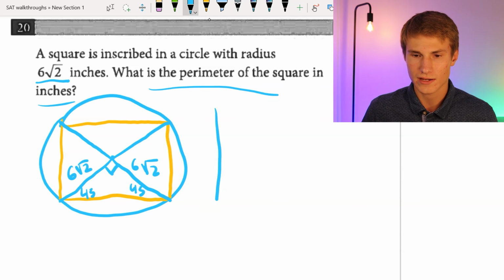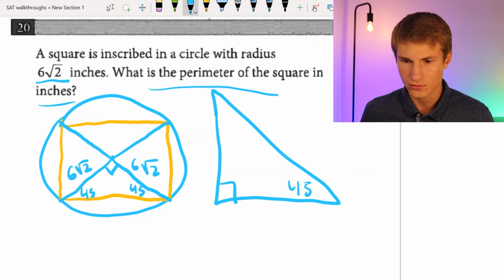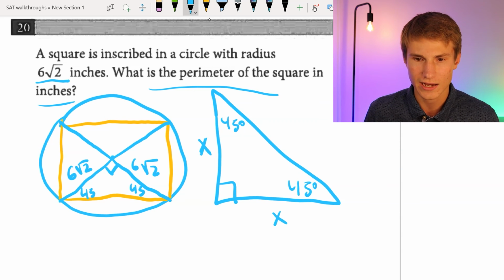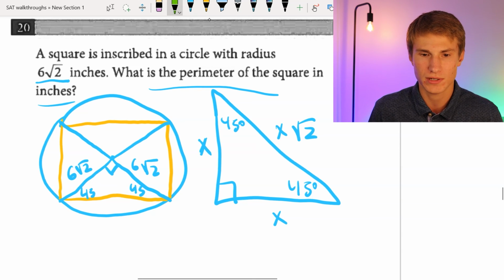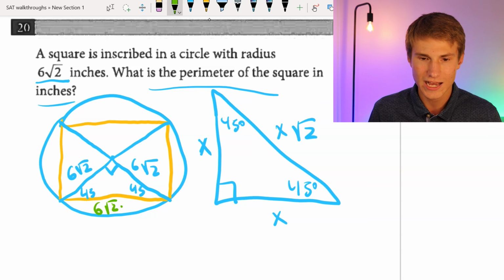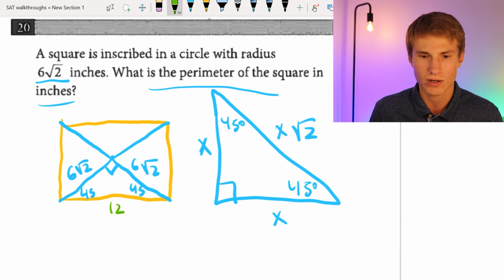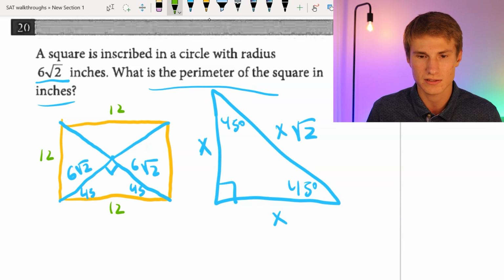Now, if you know anything about 45, 45, 90 triangles, you know that if we have each side length being x, the value of the hypotenuse is going to be x times the square root of 2. Therefore, we know that the value of our hypotenuse is going to be 6 root 2 times root 2, which is going to be 6 times 2, which is going to give us 12. Now that we've solved for that side length, we know that all the side lengths are the same because it's a square. We add all our side lengths up to get our perimeter. It's going to be 12 times 4, which will give us 48 as our correct answer.